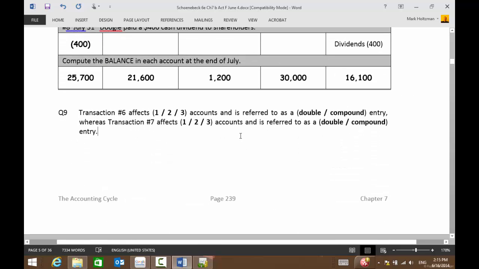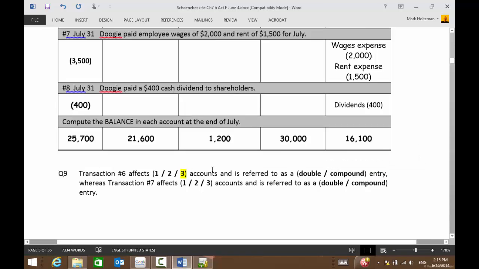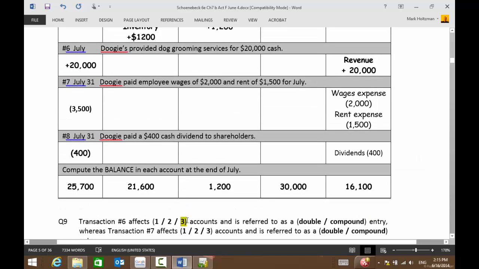Transaction 6 affects 3 accounts, and it's called a compound entry. Oh wait, no, I'm sorry. I'm looking at the wrong thing here. Transaction 6 affects 2 accounts, and it's referred to as a double entry. Transaction 7, over here, has 3 accounts, so it's referred to as a compound entry. All right, and we're going to continue with activity 6 in a few minutes.